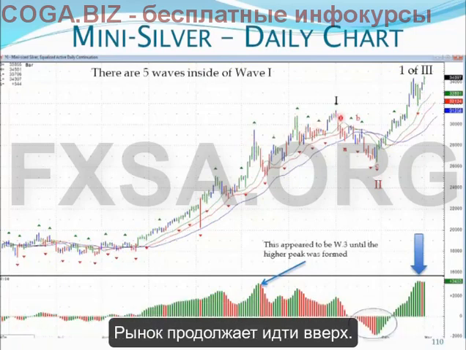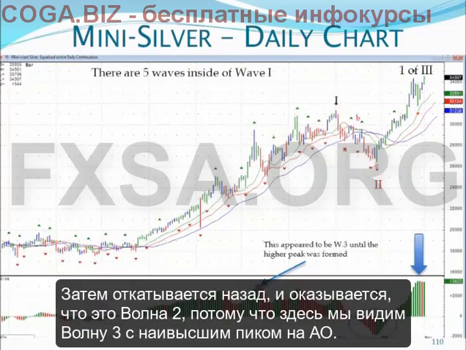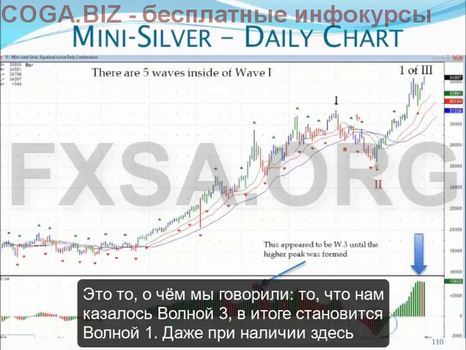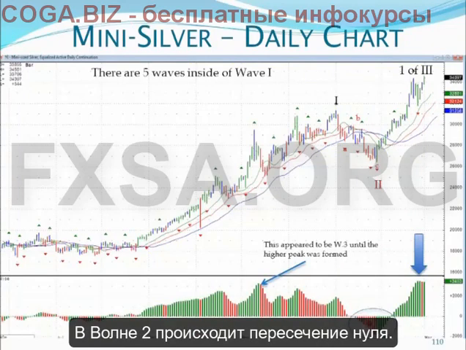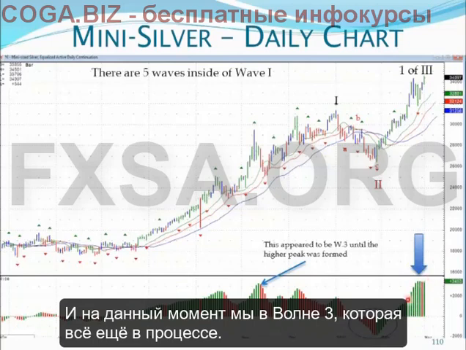Market continues up, pulls back. It turns out to be a wave 2 because we see here wave 3 is the tallest peak on the AO. So this is where we're talking about. What we think is a wave 3 turns into being a wave 1, even though there's divergence here. Wave 2 crosses the 0. And now we have a current wave 3 that's still in process.